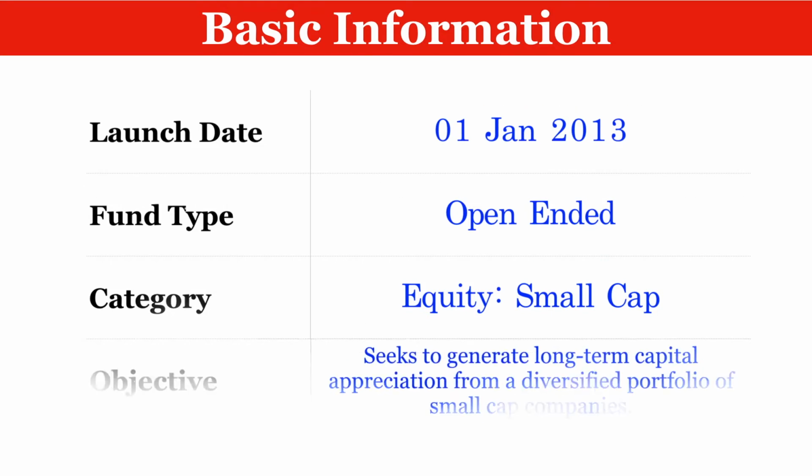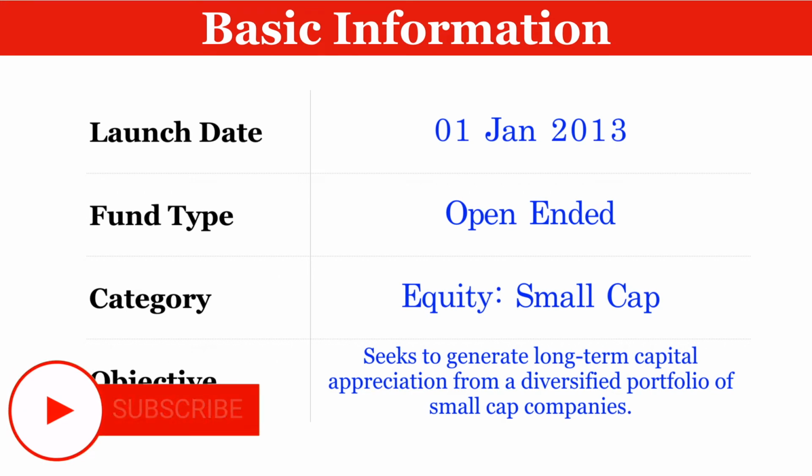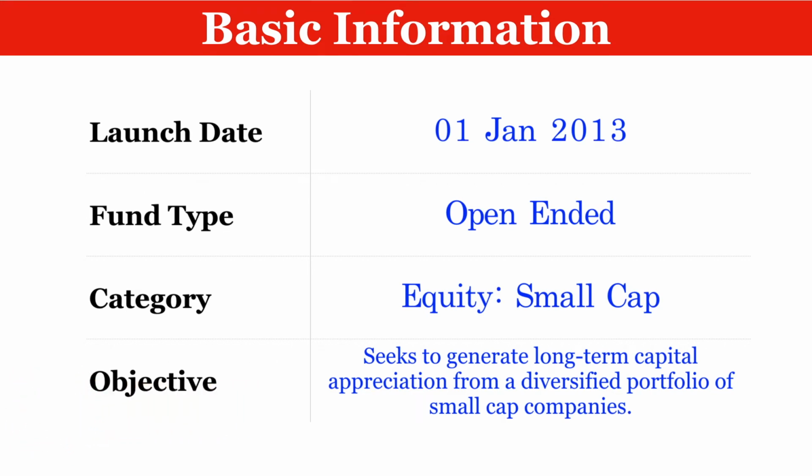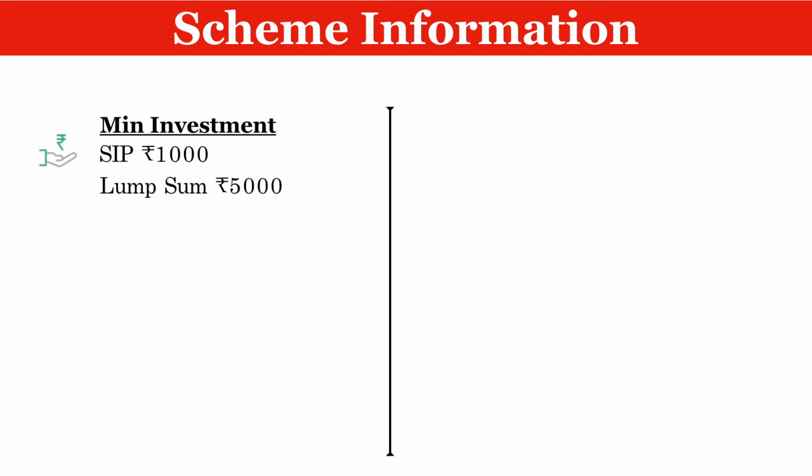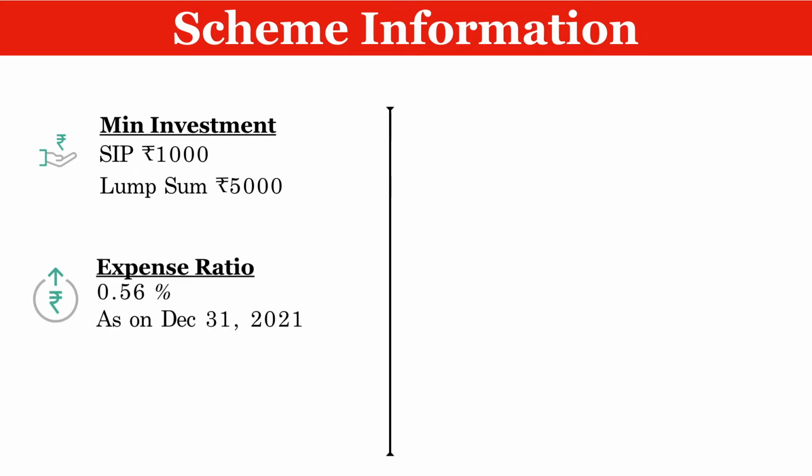The main objective of this fund is to try generating long-term capital appreciation by investing in diversified companies, mostly in small cap companies in the long term. In the coming section, we will understand some basic scheme information. In case you are thinking of investing in this mutual fund, minimum SIP has to start with 1000 rupees. In case of lump sum, it has to start with minimum 5000 rupees. The expense ratio associated with this fund is 0.56% as on December 31st, 2021.